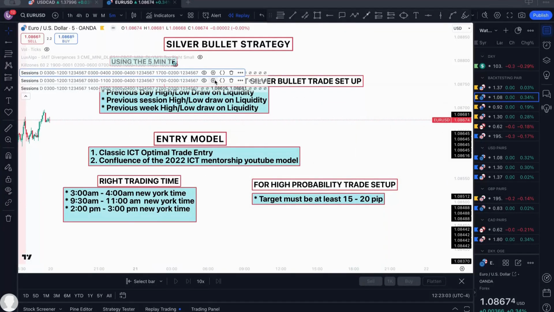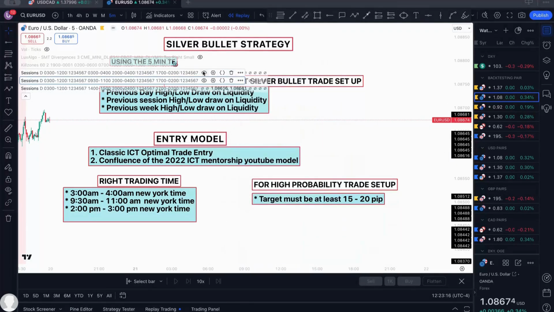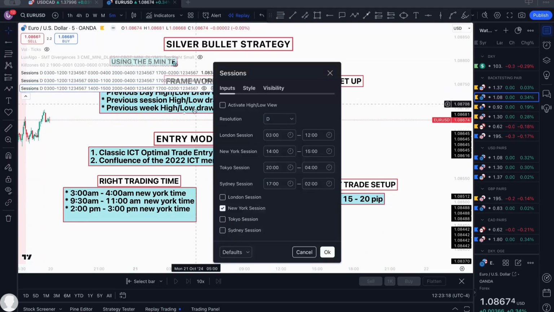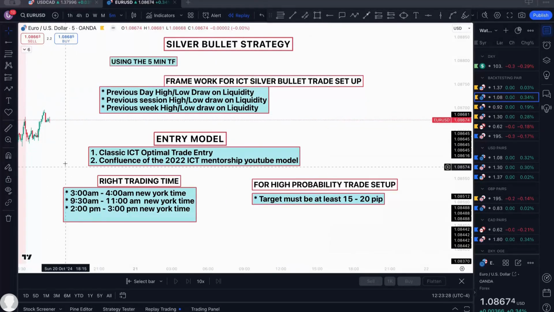For the second setting, I also removed London, Tokyo and Sydney, and I put my second timing 9:30 a.m. to 11 a.m. in the morning. And also the third setting in the chart. If you go to your settings, you will see it here. I unticked London, Tokyo and Sydney, left New York, and changed it here to the 2 p.m. to 3 p.m. session. Now, we're going into the chart.